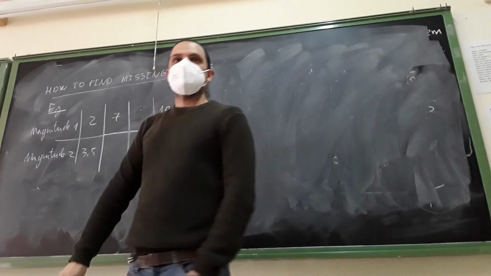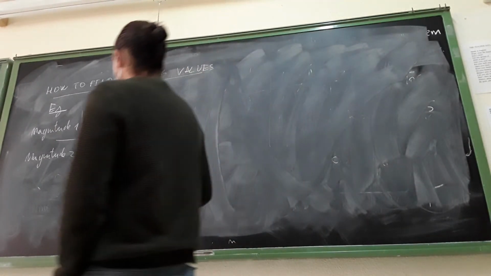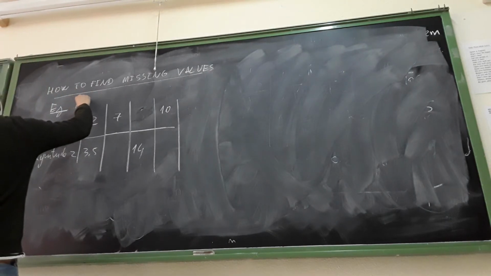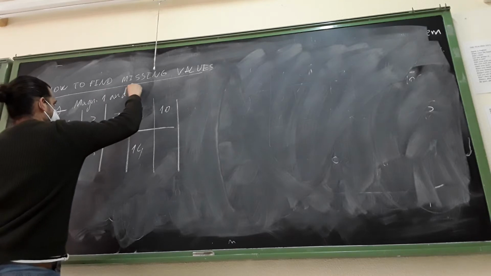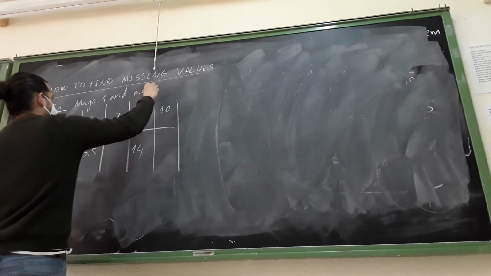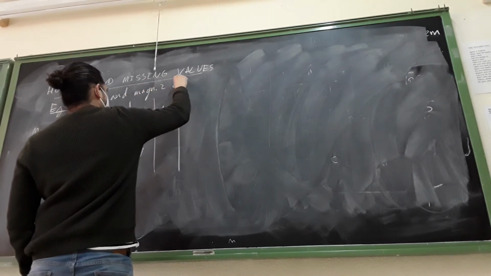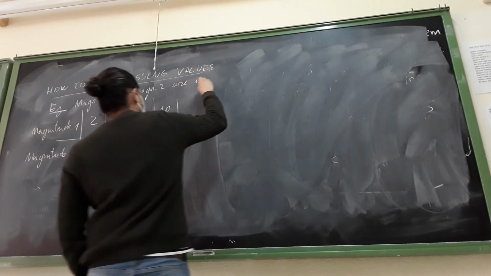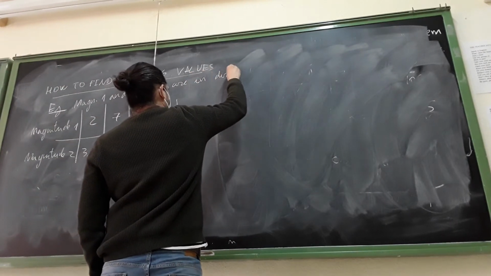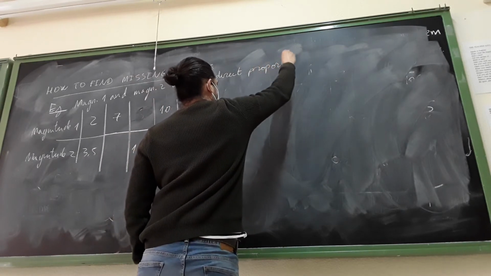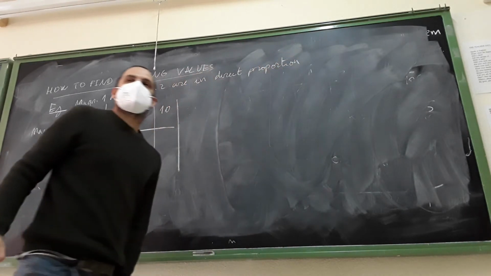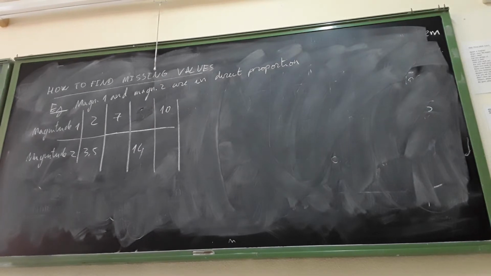We've got this table. We know that magnitude 1 and magnitude 2 are in direct proportion. We know it because it's on the statement of the exercise. Están en proporción directa. Me lo dice el enunciado.